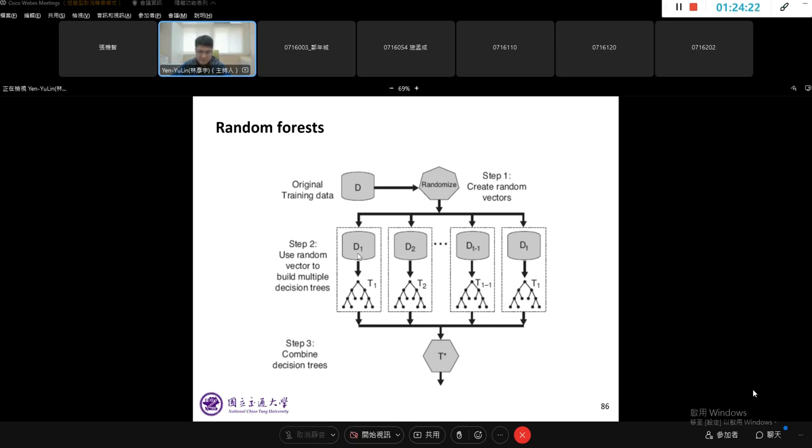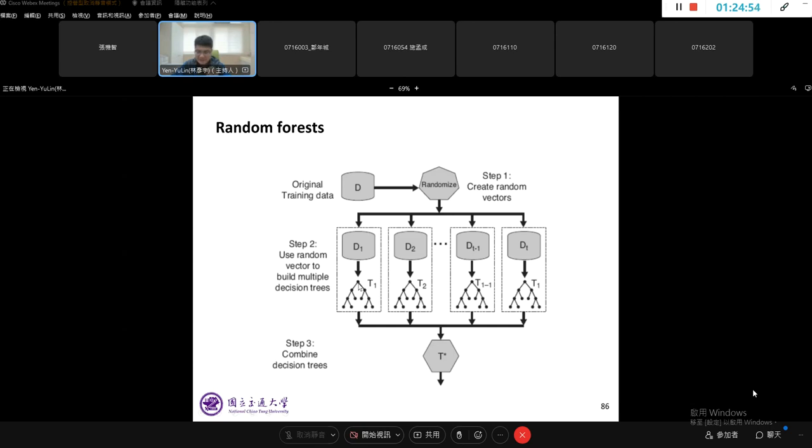However, given a data set as input, we introduce the second source of randomness. Here we construct a decision tree T1 for data set D1. In each decision node, we randomly select a small subset of attributes.